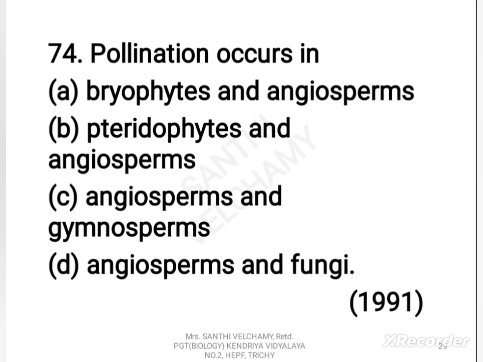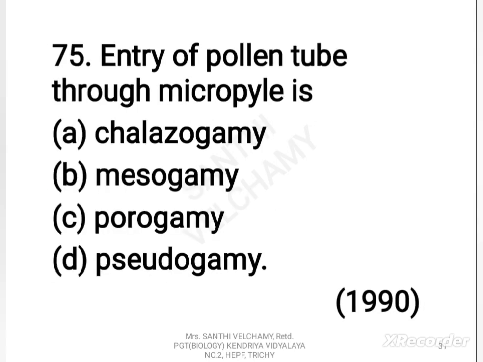Now next question. Pollination occurs in A. Bryophytes and angiosperms. B. Bryophytes and pteridophytes and angiosperms. C. Angiosperms and gymnosperms. D. Angiosperms and fungi. The correct answer is C. Angiosperms and gymnosperms.